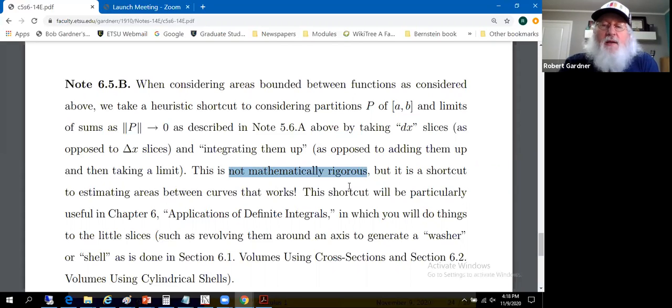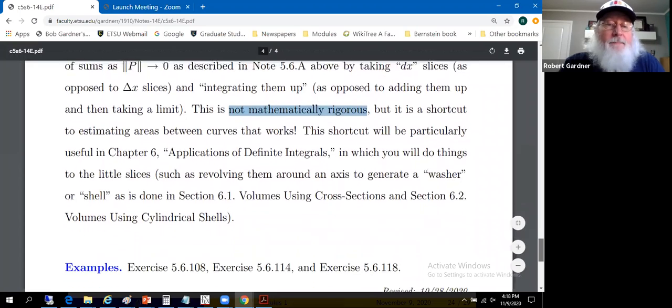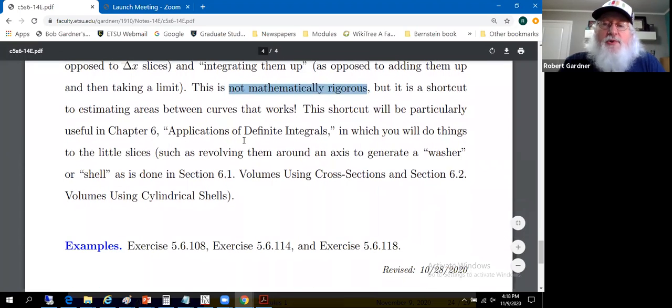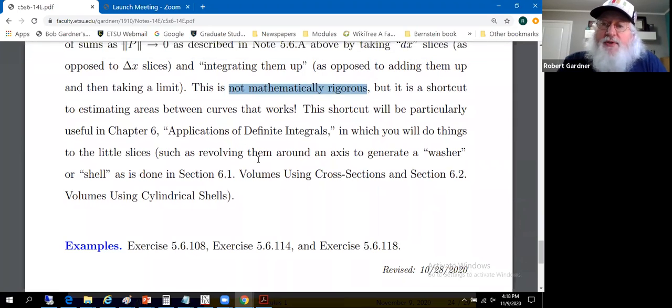I'm an awfully big fan of mathematical rigor, and I'm awfully suspicious of shortcuts, but this is a shortcut that'll work. And you will use this technique so often in calculus 2. It's good to have this little heuristic shortcut. Okay. As I mentioned, what you'll do with these slices in calculus 2 is you'll do stuff to them. You'll revolve them about axes and produce something called washers or possibly something called shells. You may load them up with water and move them and do work on them. So you'll have work problems related to integrals as well. It's cleaner to have this little heuristic approach.